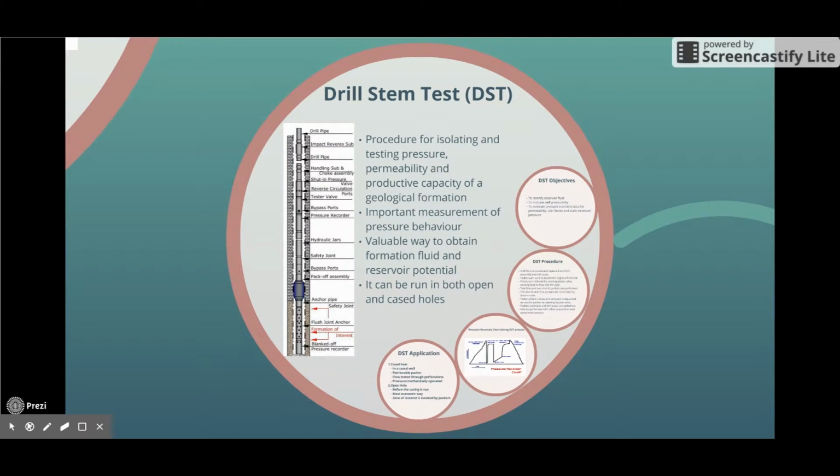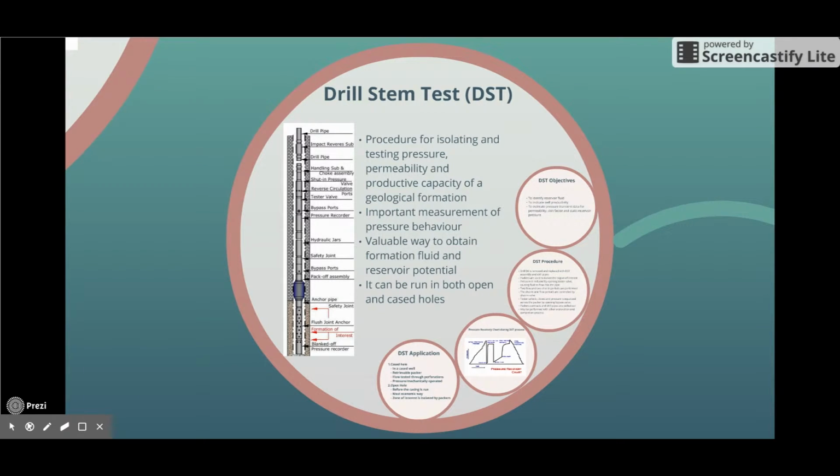Drill stem test is a procedure for isolating and testing pressure, permeability, productive capacity of geological formation during the drilling of a well. It is also an important measurement of pressure behavior which we use to estimate the reservoir pressure at the drill stem. It is also a valuable way to obtain information on formation fluid and establishing whether a well has found a commercial hydrocarbon reservoir. In this case, we use this information to estimate the well potential.